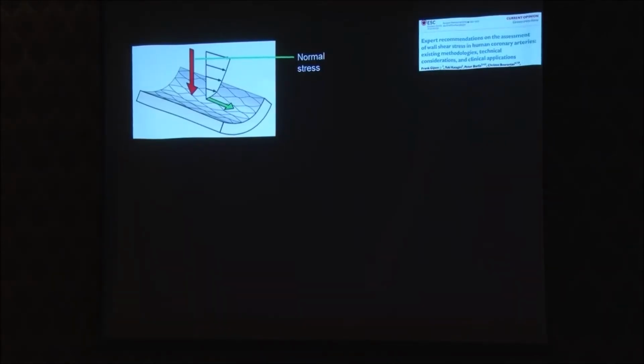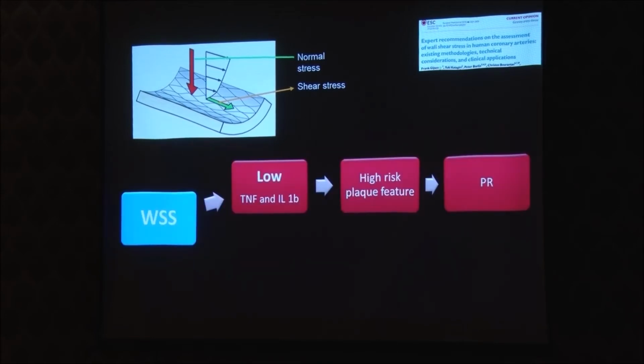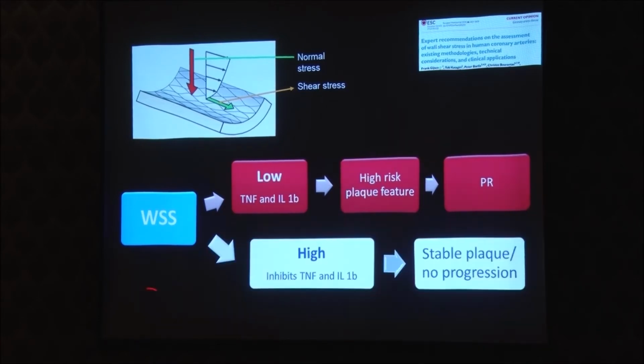And so I talked about stress. There are 2 types of stress. One is the normal stress, which is perpendicular to the artery, and the other is the tangential stress, which is parallel to the wall of the artery. And we know that wall shear stress, if it is low, it is a high-risk plaque feature and a positive remodeled plaque. If it is a high wall shear stress, it inhibits TNF and interleukin beta. It is actually a stable plaque, and there is no progression in the plaque.